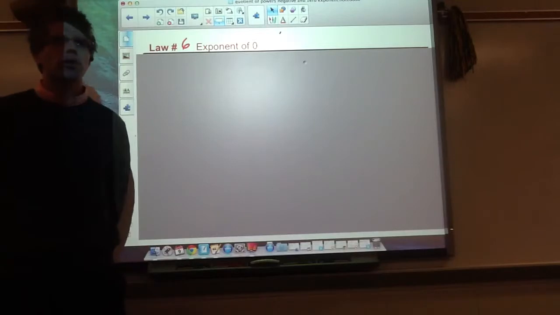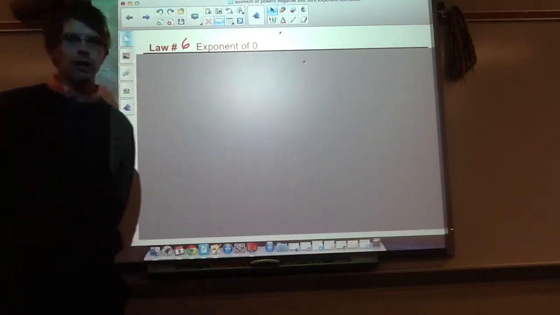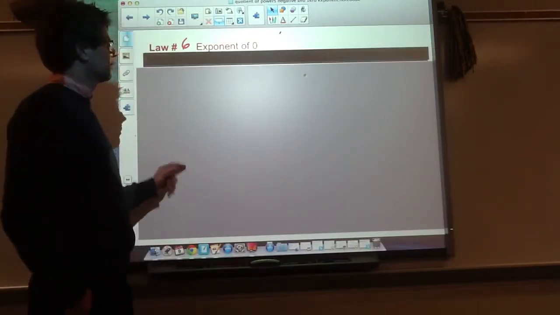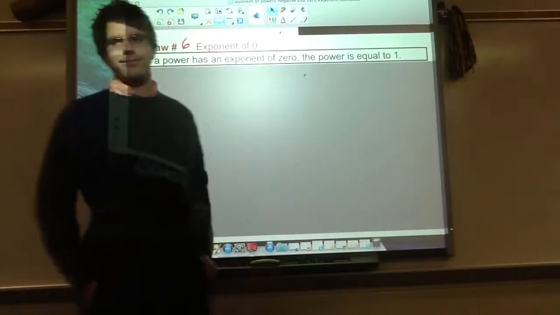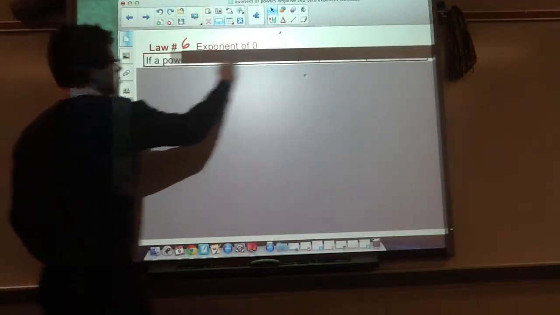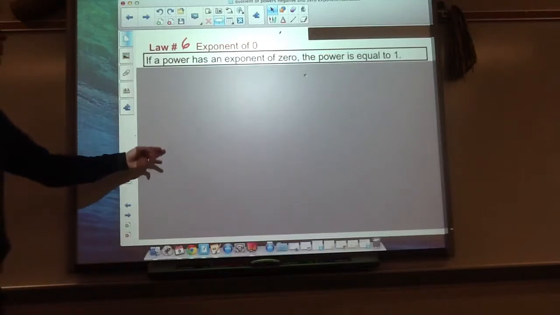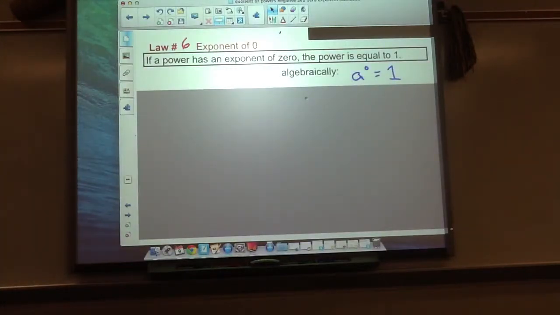We have explored this in some of our classes already. We have kind of discovered what this means when you have an exponent of 0. But just to make it official, if a power has an exponent of 0 on it, that entire power is simply equal to 1. A simple algebraic way to represent that looks like this.